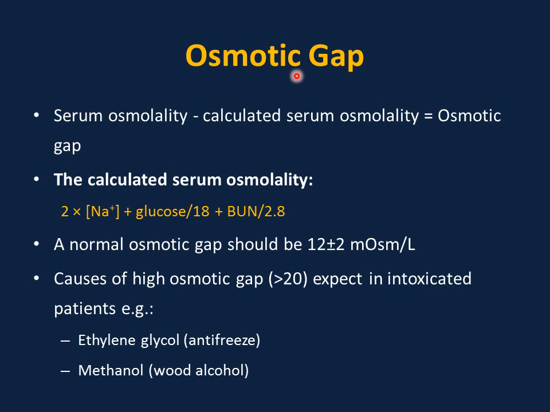It is very important to learn how to calculate the osmotic gap. The osmotic gap is beneficial in cases with suspected alcohol ingestion when they present with metabolic acidosis. Serum osmolality minus the calculated serum osmolality will be equal to the osmotic gap. The calculated serum osmolality is 2 times the sodium plus glucose divided by 18 plus BUN divided by 2.8. You need to memorize it. Normal osmotic gap should be 12 plus or minus 2.